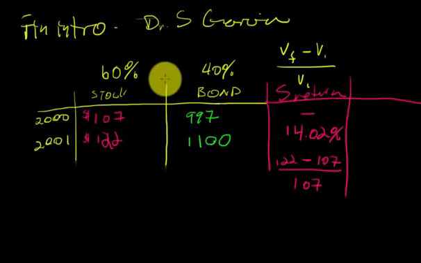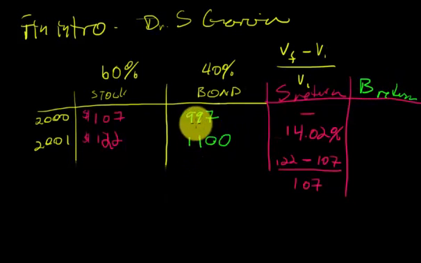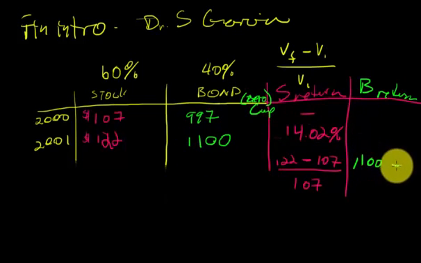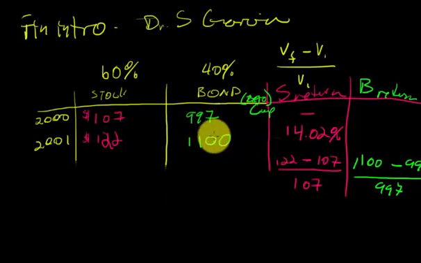Okay, now I'm going to use the bond. Let me change to green, and I'm going to calculate the bond return. Same thing. I bought a bond in 2000 at $997, and I'm going to sell it at, and let's pretend this is a 0 coupon bond, because we're not going to mess with that. We're just doing the returns. So I'm going to take the 1100 minus 997, and divide that whole thing by 997. 1100 is my final value, 997 is my initial value, and this gives me 10.33%.